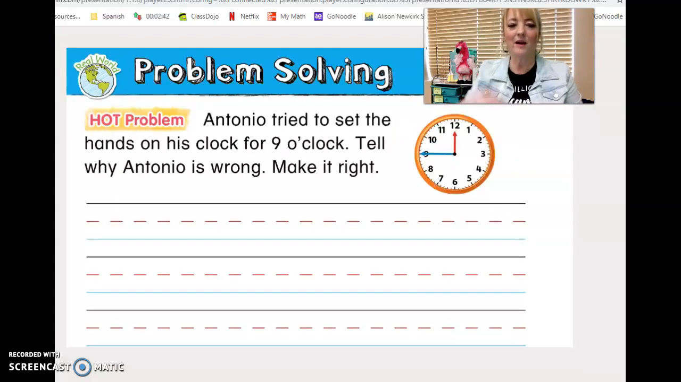Okay, next we have our hot problem. Hot means higher order thinking, so this one takes a little bit of time to really think about. Antonio tried to set the hands on the clock for 9 o'clock. Tell why Antonio is wrong and make it right. So I want you to use full sentences and write about what he did wrong. Does that say 9 o'clock on that clock?